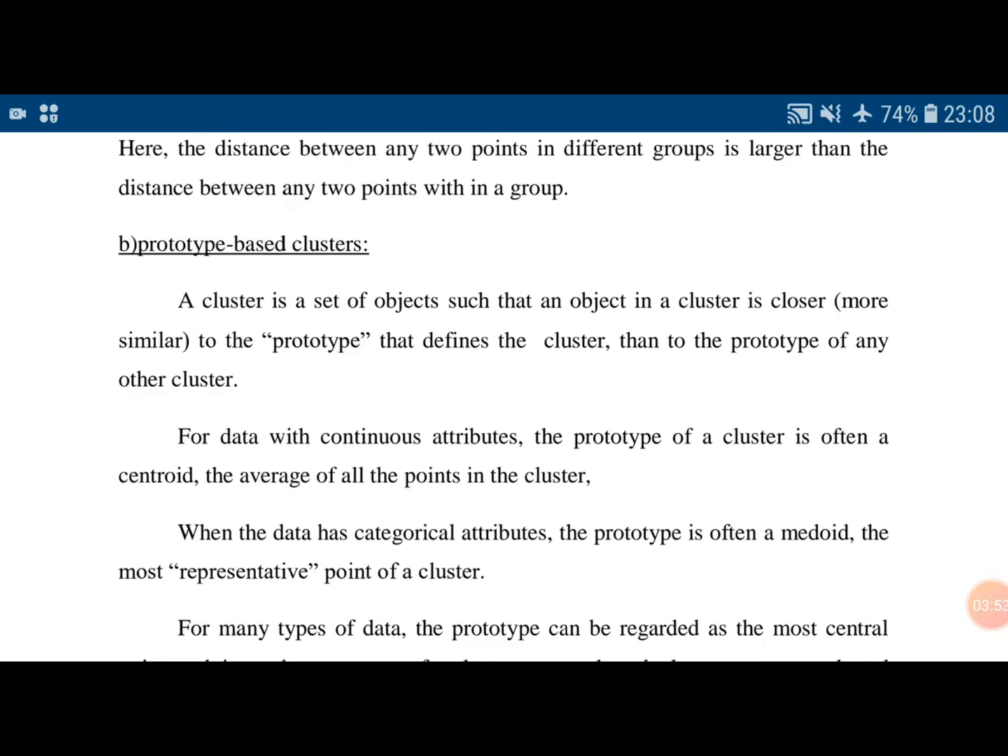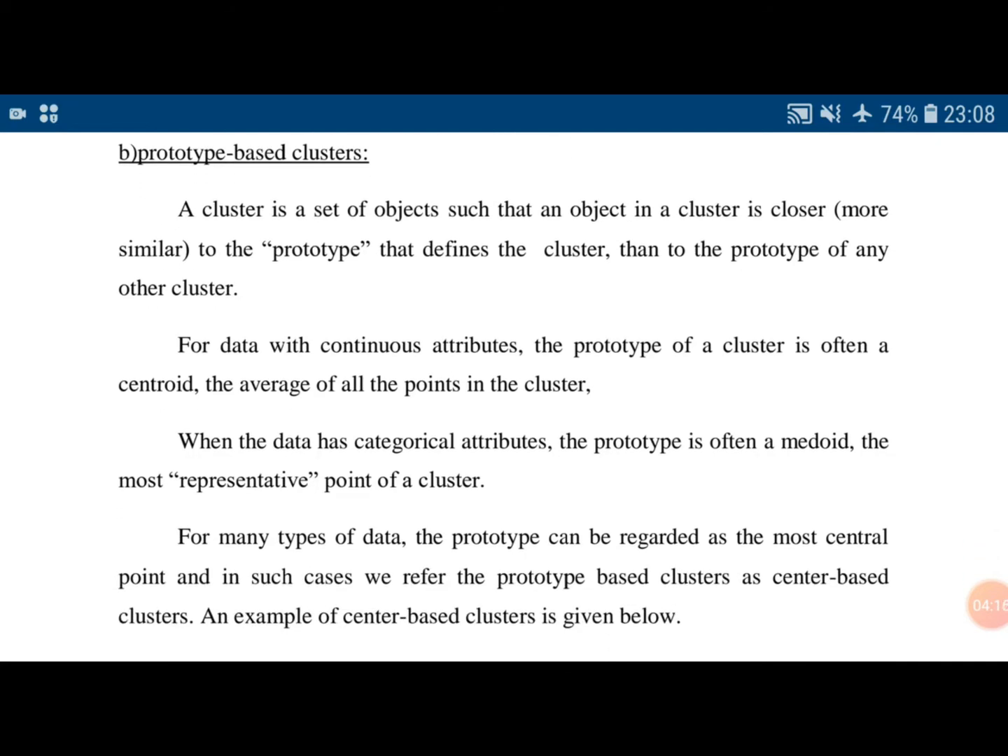A cluster is a set of objects or points such that an object in a cluster is closer to the prototype that defines the cluster than to the prototype of any other cluster. For data with continuous attributes, the prototype of a cluster is often a centroid, the average of all points in the cluster. So the first case is data with continuous attributes.